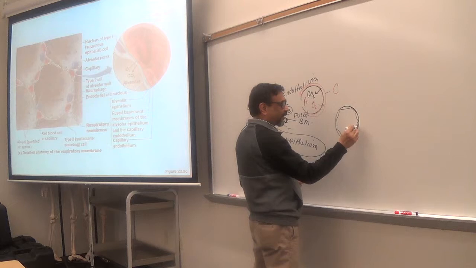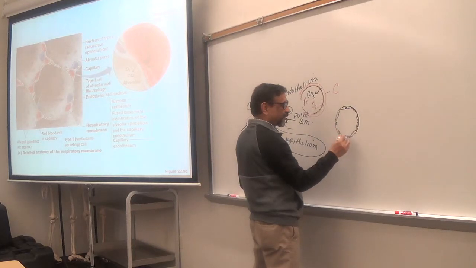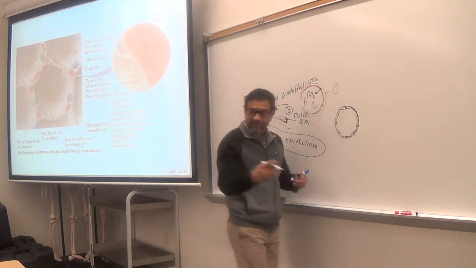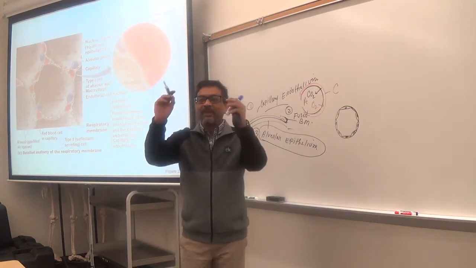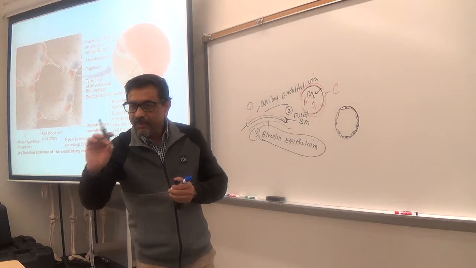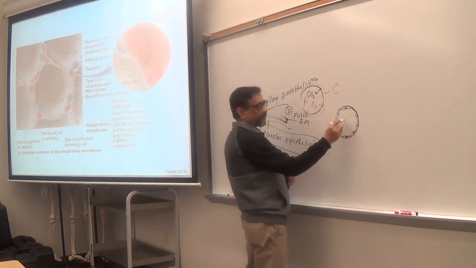So you have flat cells, nucleus. Make sense? So a single layer of flat cells. Simple means single layer, right? Stratified means multiple layers. So simple squamous: a single layer of squamous cells, flat cells. That means very thin. This is the alveolus.